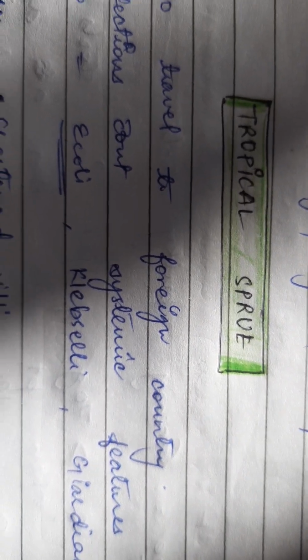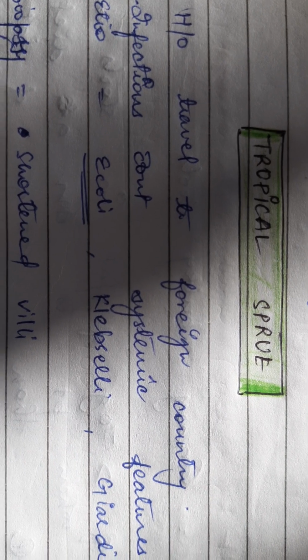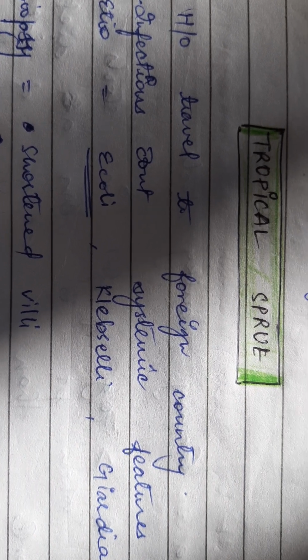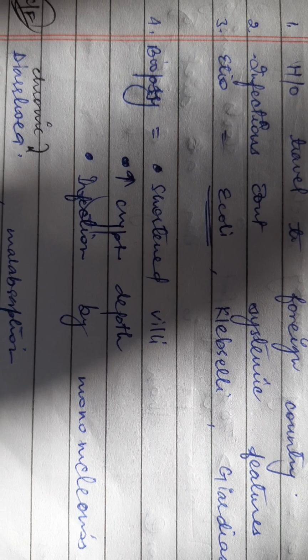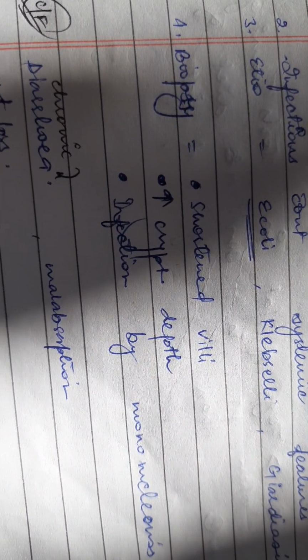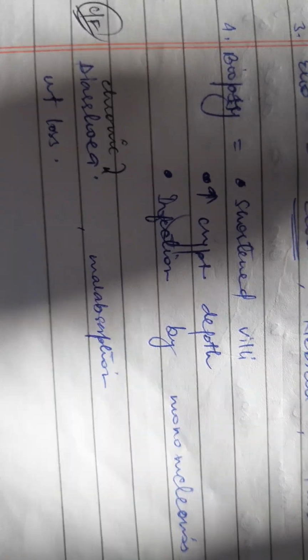Then tropical sprue. In this, the patient gives a history of traveling to a foreign country. It is infectious, but without systemic features. Here, systemic features are not present. Etiology is E. coli most commonly, then Klebsiella also, and giardiasis also. Biopsy shows shortened villi, increased crypt depth, and infiltration by mononuclear cells. But these features are not characteristic. Clinical features are chronic diarrhea, malabsorption, weight loss, etc.